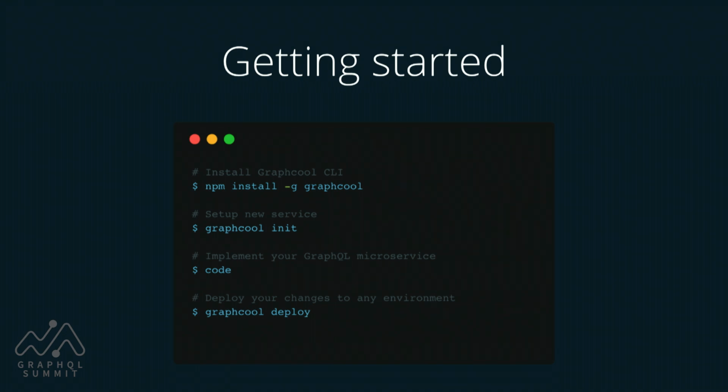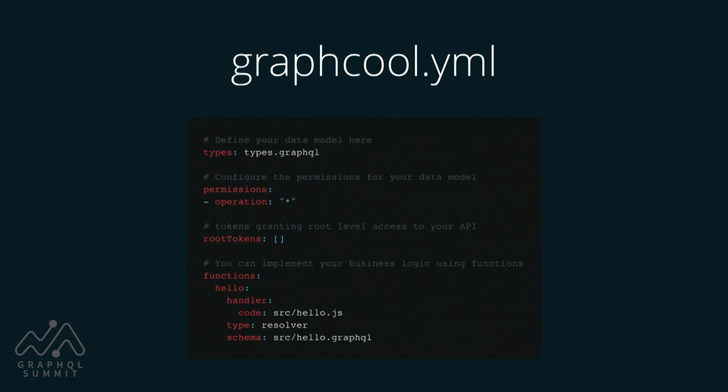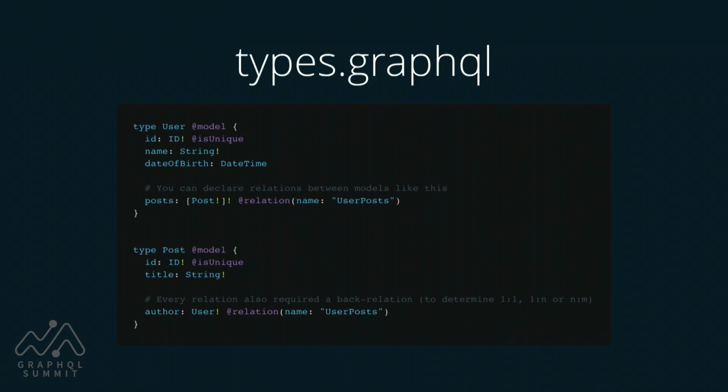To get started, you just need to install GraphQL using npm and run GraphQL init, which sets up a new project for you. You define your data model, deploy it, and you have a ready-to-use GraphQL endpoint. At the core of a service definition, you have a GraphQL YAML file, which points to your GraphQL data model. You can define database permission rules and authentication, but also asynchronous logic flows. And as we've already seen, you specify your data model using GraphQL SDL.